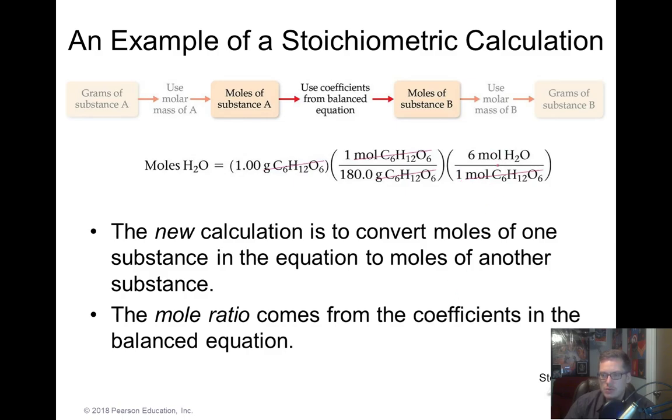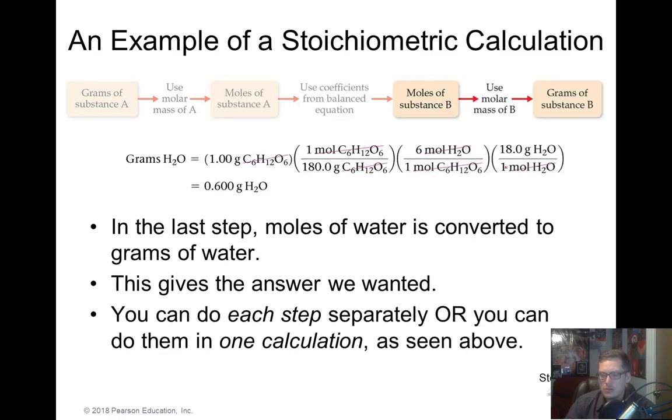All right, so now we're in moles of water, right? The grams of glucose cancel with the grams of glucose here. The moles of glucose cancel with the moles of glucose, so we get moles of water. Final step is to get grams of water, so all we have to do is use the molar mass of water and multiply. Now, it says here you can do each step separately, or you can do them in one calculation. So I would always do these in one calculation because it reduces chances of rounding error.